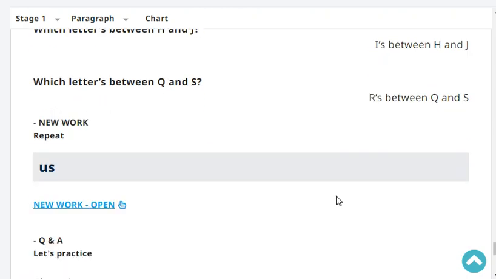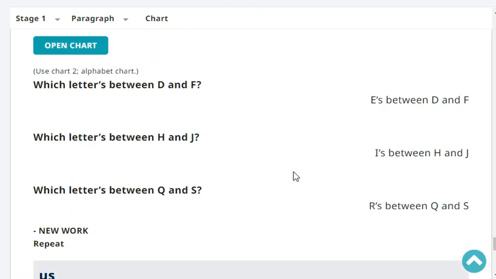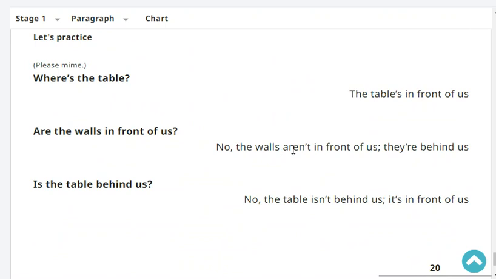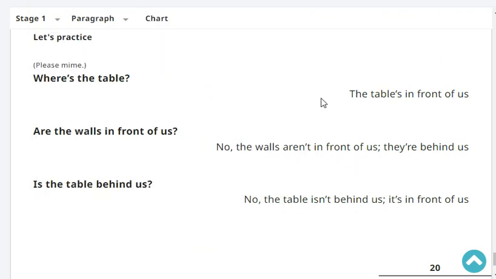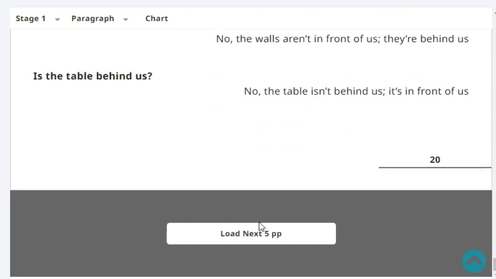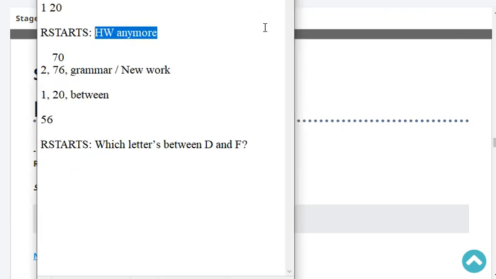Okay, read the head word. Us. Where's the table? The table's in front of us. Are the walls in front of us? No. The walls aren't in front of us. They're behind us. Is the table behind us? No. The table isn't behind us. It's in front of us. Very good.